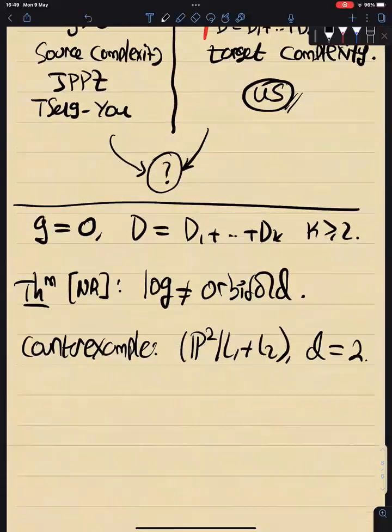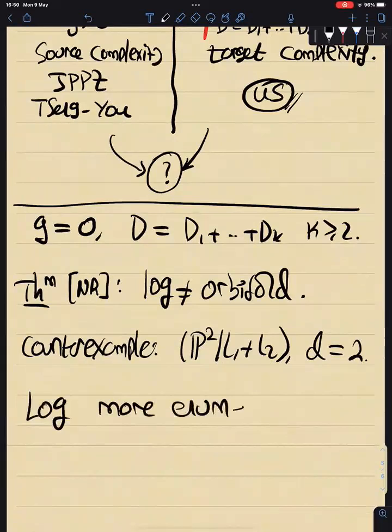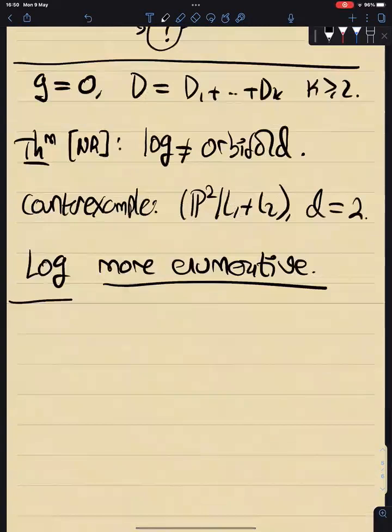They're different. And maybe another way to think of the difference between these two, maybe this question of which one is simpler, is that the log theory is more enumerative. I will present this counterexample in some detail, and we'll see why the log theory really, in some senses, is more enumerative than the orbifold theory.